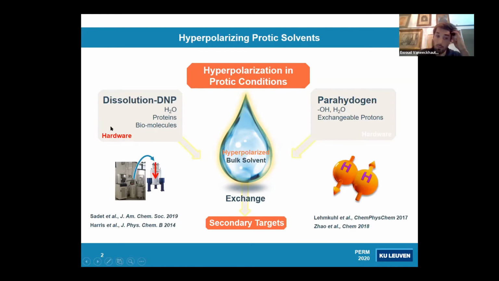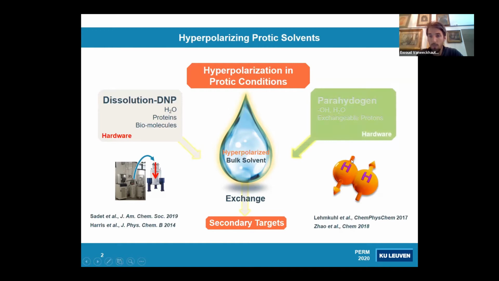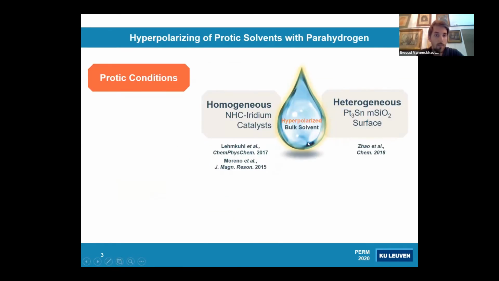Now, indeed, we are at a parahydrogen conference, so you have heard it a lot. The hardware of doing this is quite expensive, and the conditions when you are accomplishing this are also very harsh. So there are also a handful of papers, and I think my host is one of them. So Professor Bowers already mentioned this, hyperpolarizing the exchangeable protons of, for example, methanol or water itself with parahydrogen, which I'm also going to discuss. And the hardware needed for this is quite inexpensive, and the production of parahydrogen is easy.